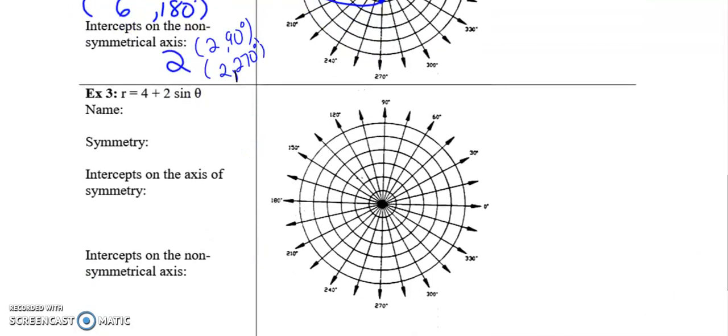Okay, what about this one here? This one is a little different. Notice how the A and B are different. This is a dimpled Limacon. So it's going to act the same way with y-axis symmetry because of the sine. So we still plug in 90 and 270.